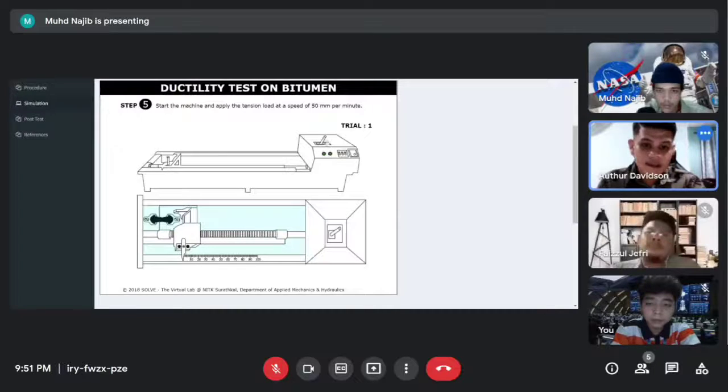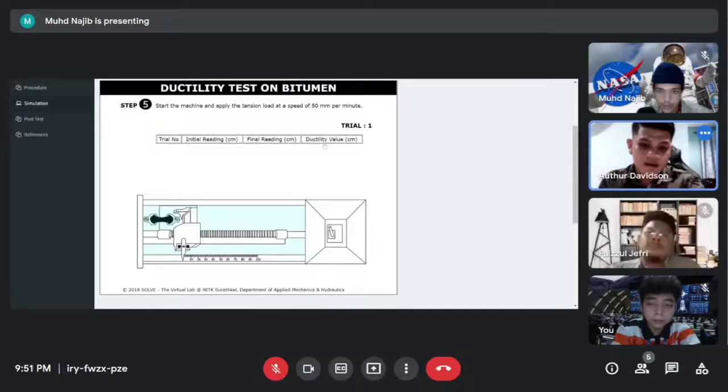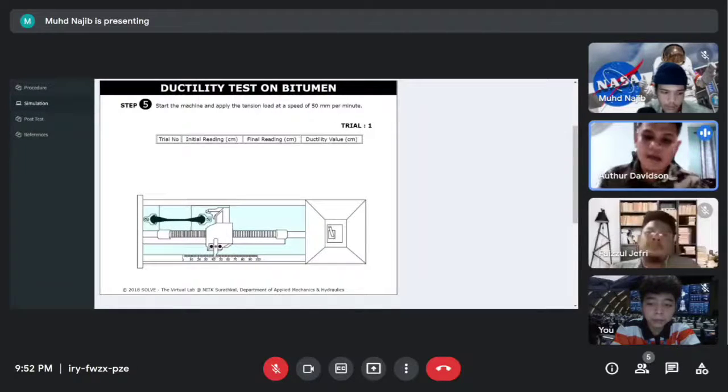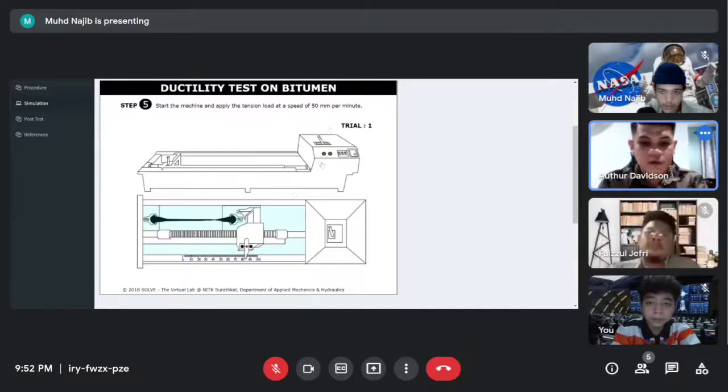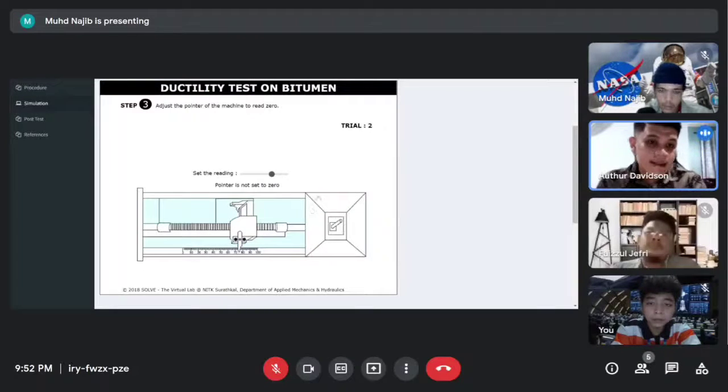And then we start the strip chart recorder and engage the drive when the recorder pen reaches a major division. Then record the data, and then we go for trial 2.